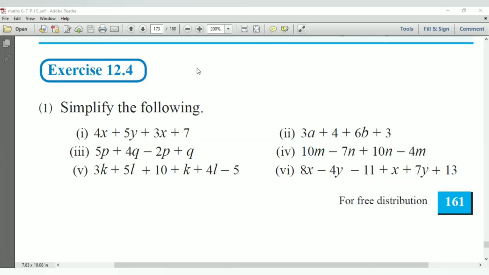Okay. Now let's go for some questions of simplifying algebraic expressions. So here you have 6 algebraic expressions to be simplified. You can take 6 minutes for the 6 questions, like 1 minute for each question, and give a try. So you can try these questions and then let's see how to do this. So let's see how to simplify these questions. So our first question is 4x plus 5y plus 3x plus 7.